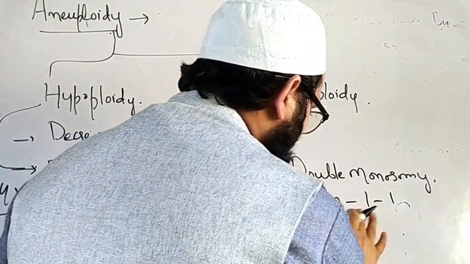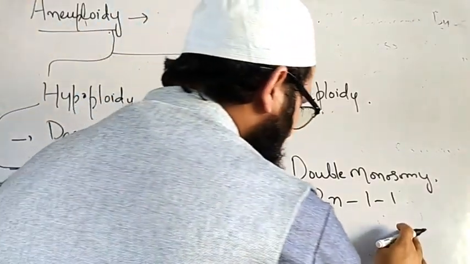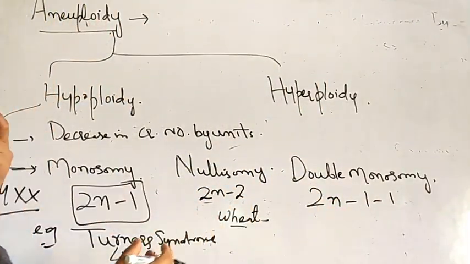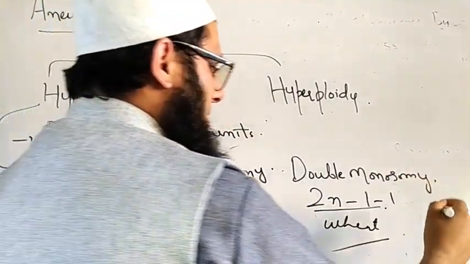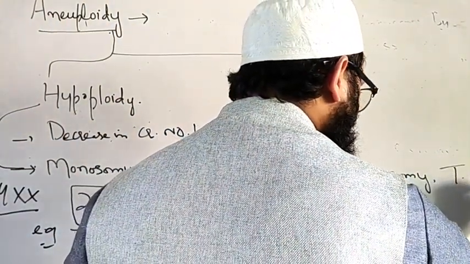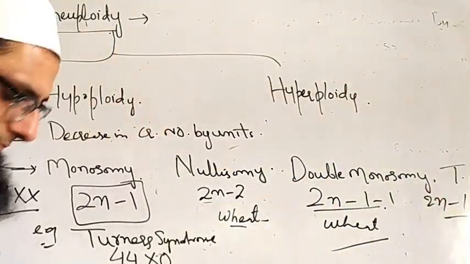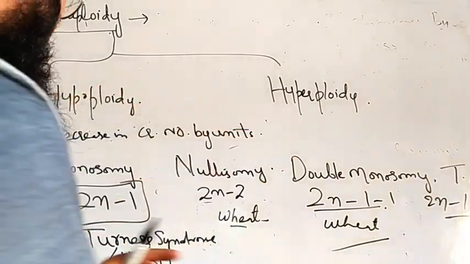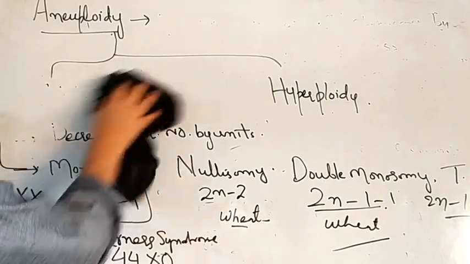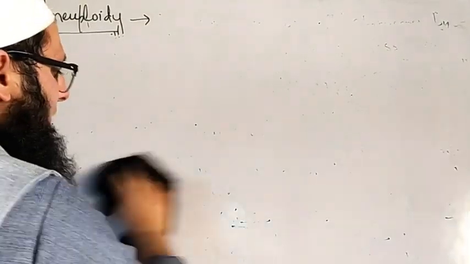And we have this double monosomy also, and the double monosomy condition is also found in case of wheat. This is a possibility over there. We can have triple monosomy as well. If we have triple monosomy, that means the condition will be 2n minus 1 minus 1 minus 1, which is also found in wheat. Okay, possibly it could be found over there. So then we will talk about the hyperploidy. This was hypoploidy. So let's talk about the hyperploidy now.